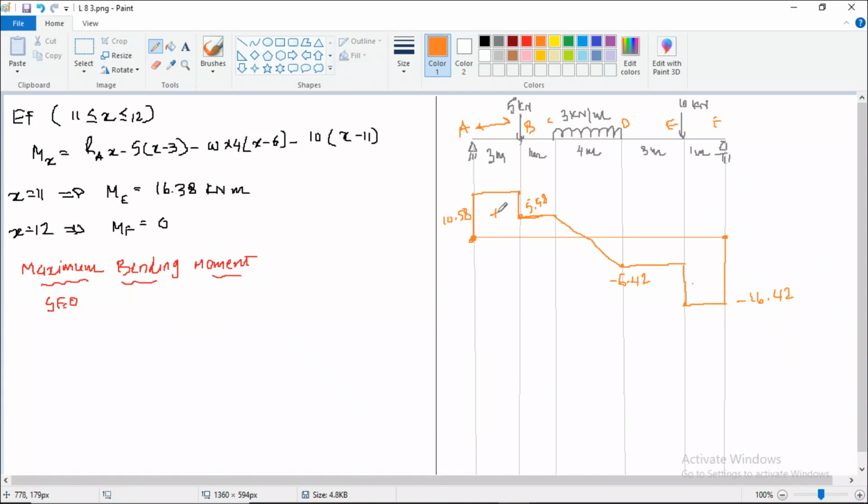So whatever is above the baseline, that is positive, whatever is below the baseline, that is negative. So this is how you draw the shear force diagram. Now once you draw this shear force diagram, we can calculate the maximum bending moment point. Right, now before calculating that, let us draw the bending moment diagram as well.